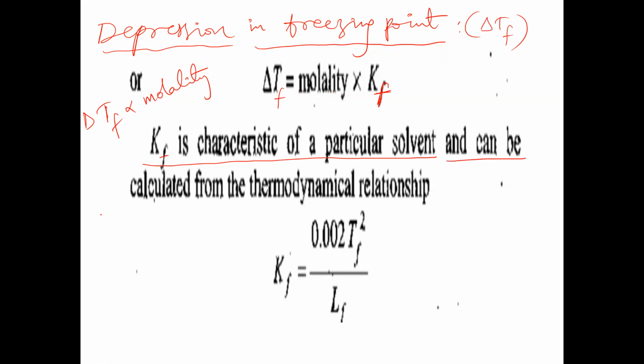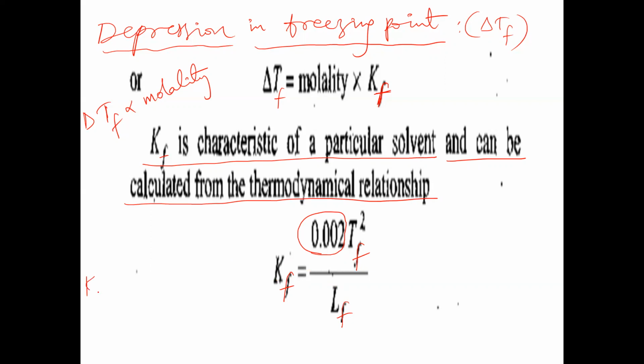And KF can be calculated from a thermodynamical relationship, such as KF is equal to R into TF naught square by LF. TF naught meaning what here? Freezing temperature of pure solvent. Square by LF. LF is what here? Latent heat of fusion. Latent heat of fusion.